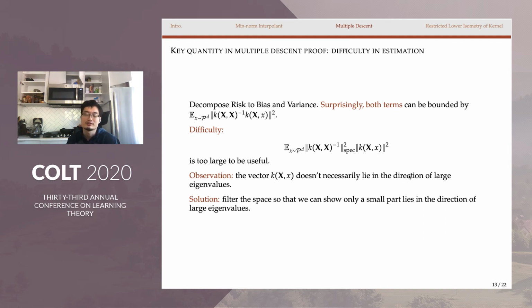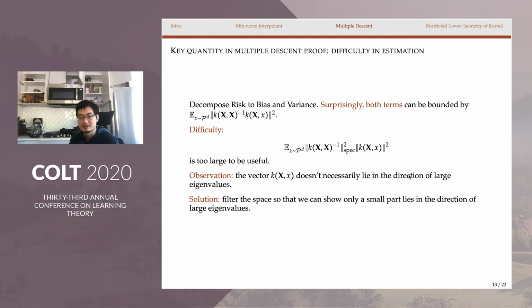Okay, so first, what is the difficulty we faced? After decomposing the risk into bias and variance, we surprisingly find that both terms can be bounded by this quantity: a matrix inverse times a vector, and we compute the expectation of the norm squared. One can directly bound it like this, using the spectral norm. But the bad thing is that this spectral norm is too large to be useful.